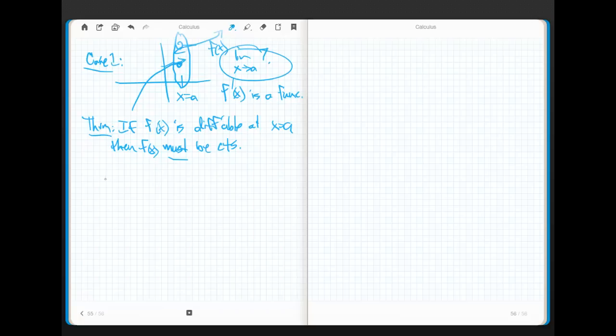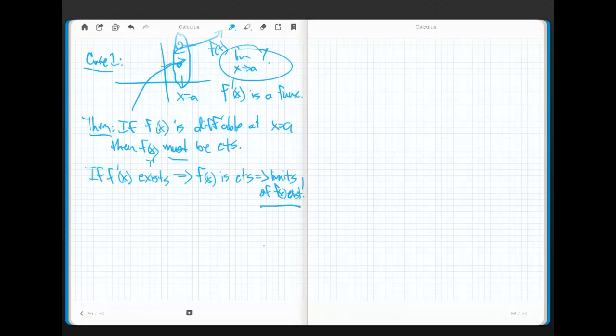Now, there's something that's really important here that you have to understand. Check this out. If f prime of x exists, according to this theorem right up here, this implies f of x, the function, is continuous. Well, what does this imply? This implies the limits of f of x exist. All right? However, the converse is not true.